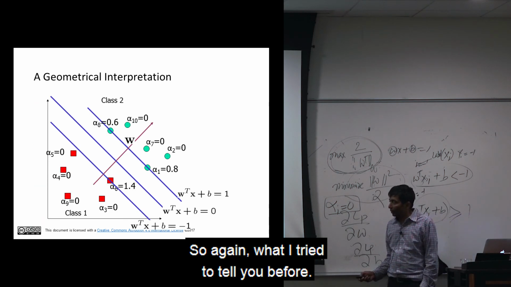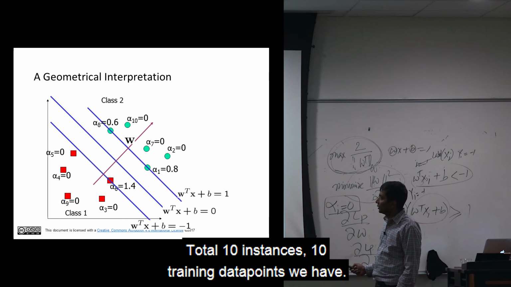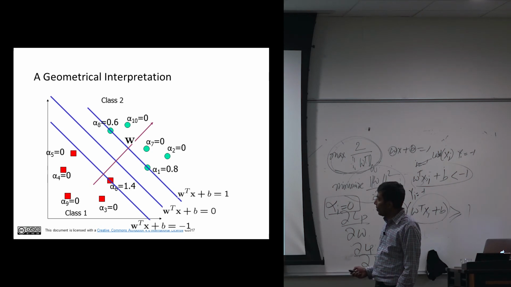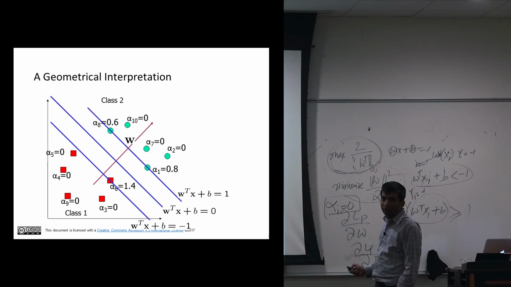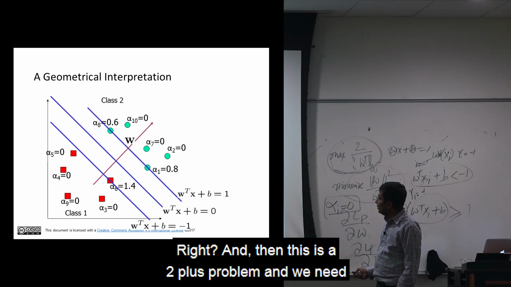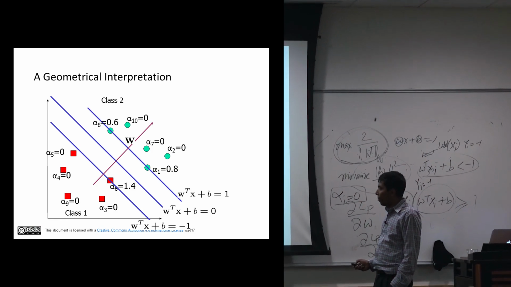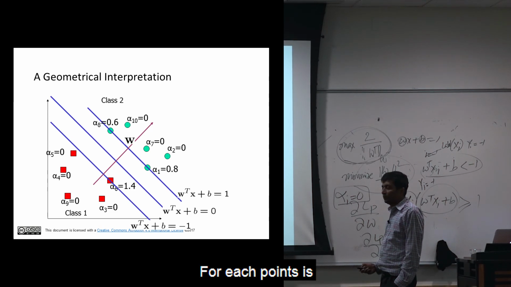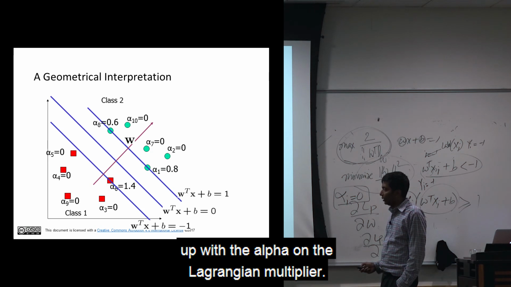So again, what I tried to tell you before: we have a total of 10 instances, 10 training data points. Each data point will have a Lagrangian multiplier alpha, right? This is a two-class problem, and we need to estimate W. So for each point, using quadratic programming, we will end up with the alpha, or the Lagrangian multipliers.